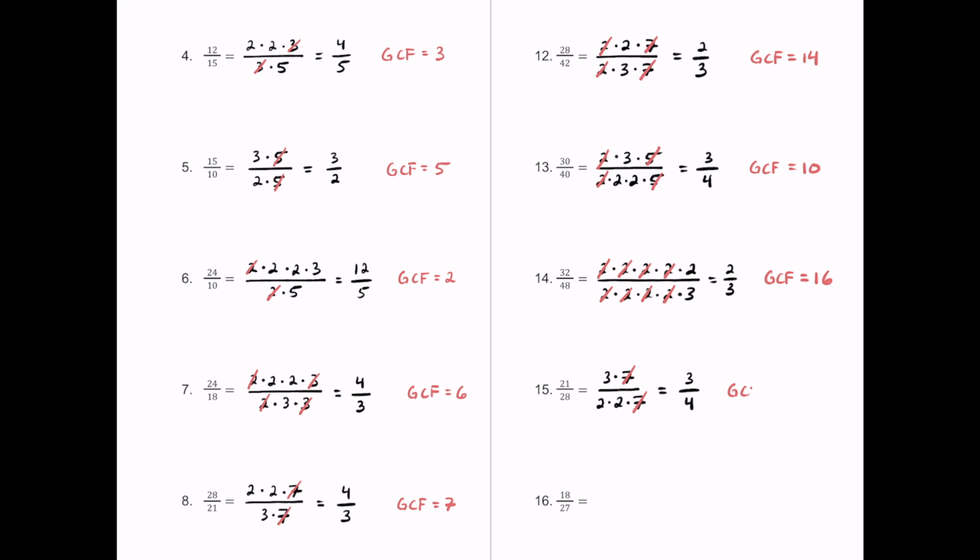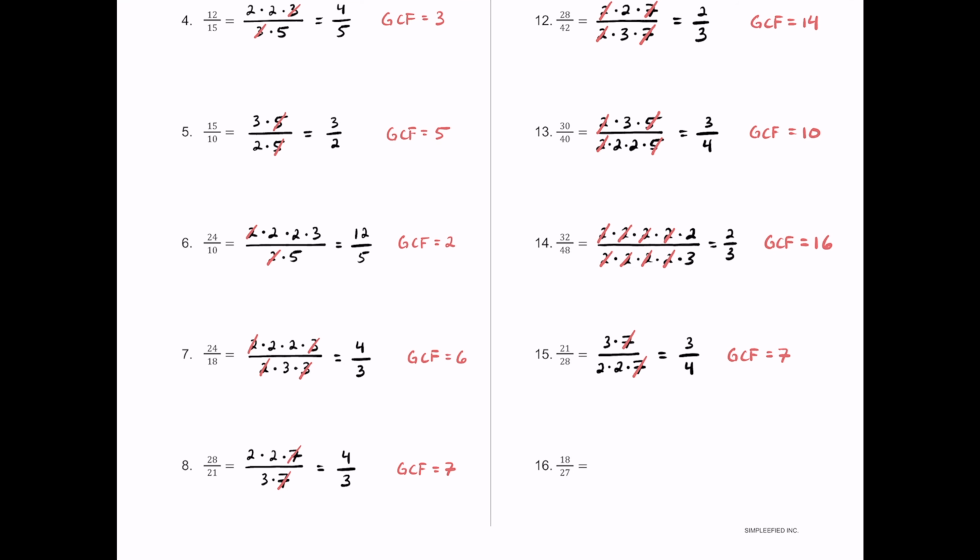Now, the GCF for top and bottom is going to be 7. For number 18, we have 18 over 27. So 18 we've done, that's 2 times 3 times 3. And 27 on bottom, that's going to be 3 times 3 times 3. So what do they have in common?